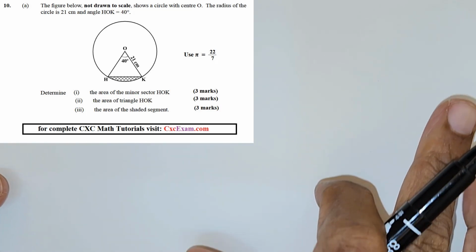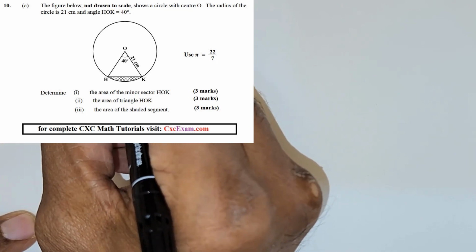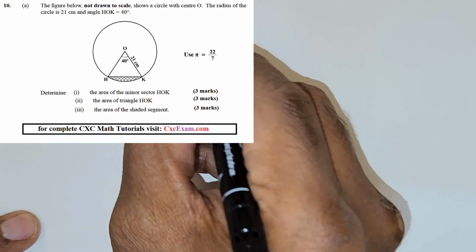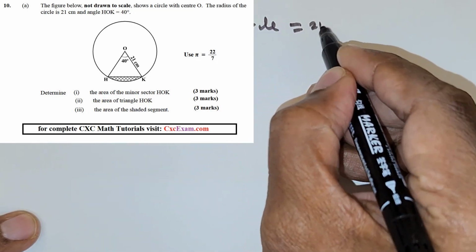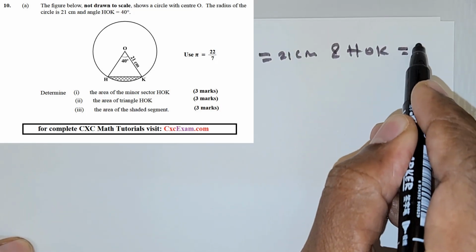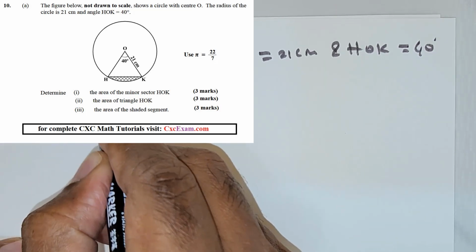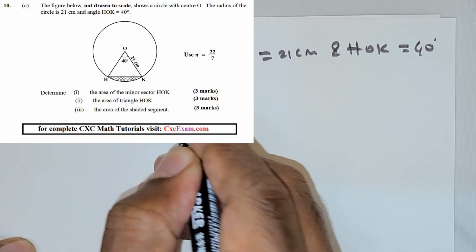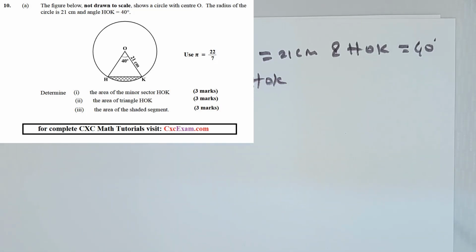Okay, this is question number 10. We've been given that the radius of the circle is 21 cm and angle HOK is equal to 40 degrees. We are asked to find the area of the sector HOK. Now let me draw the figure so that you will have a better understanding.